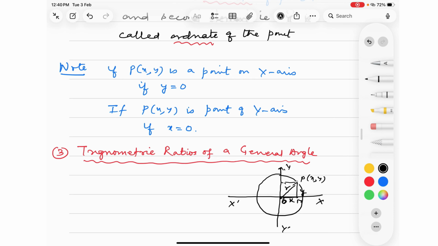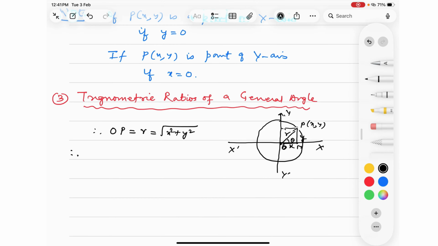So therefore, what is OP distance? We took it as the radius. It will be equal to the root of x square plus y square. R will be the root of x square plus y square. Therefore, the 6 trigonometric ratios of theta are defined. Now let us say this angle is theta.